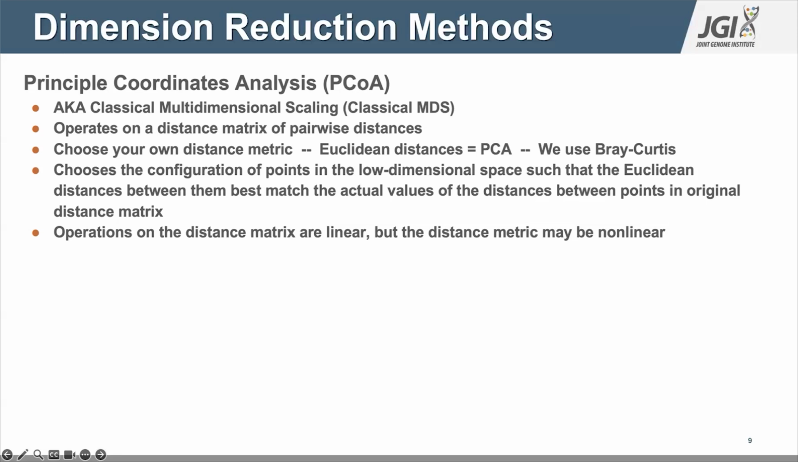The goal of PCoA is to choose the configuration of points in the resulting low-dimensional space, such that the Euclidean distances between them best match the actual values of the pairwise distances in the distance matrix. And we're going to see how this constraint changes when we talk about non-metric multidimensional scaling. So for PCoA, while the operations on the distance matrix are linear, the distance metric used to generate the distance matrix may be nonlinear, which is the case for the Bray-Curtis metric that we use. So in those cases, you possibly have a little bit of sensitivity to any nonlinearities in your input data.